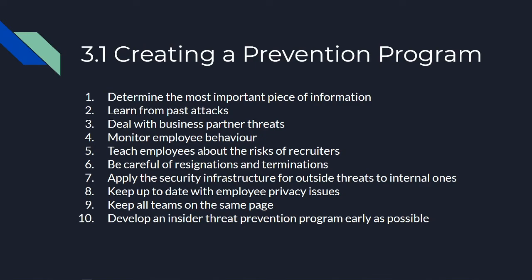Number nine is keeping all teams on the same page. Large organizations have many different departments: developers, HR, sales, and one way to prevent insider attacks is to make sure that everyone knows what's happening everywhere else in the company. This doesn't mean share data from the company, like system data, but make sure that everyone is aware of training and how to prevent attacks. And number 10 is to develop a prevention program as soon as possible.